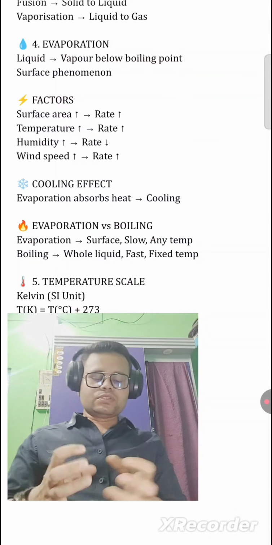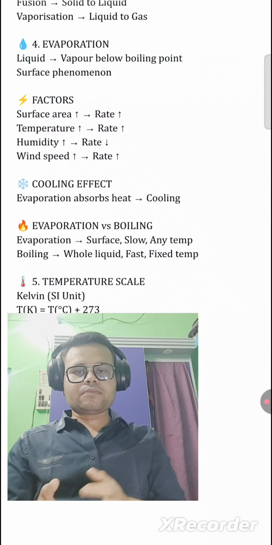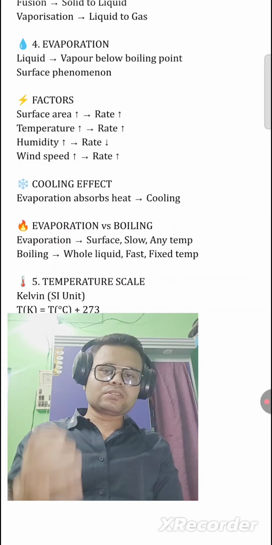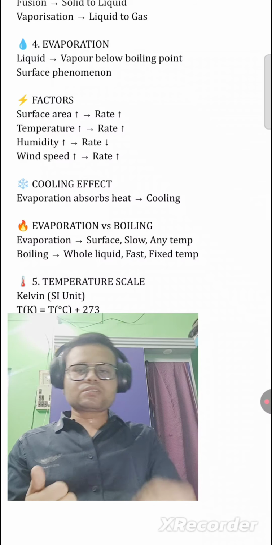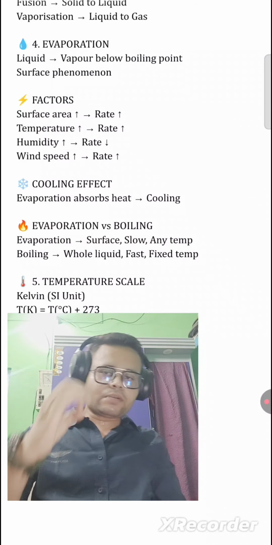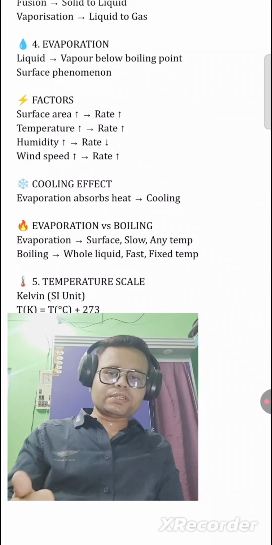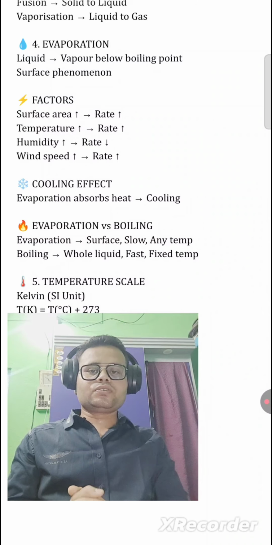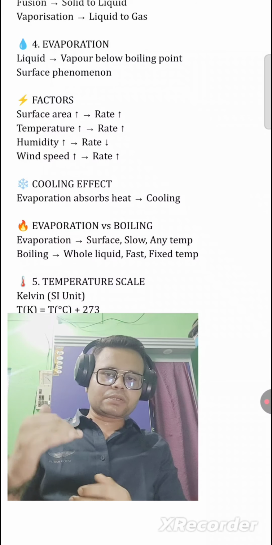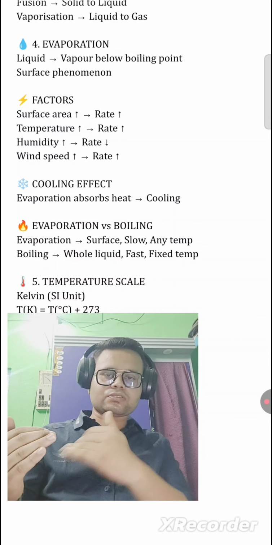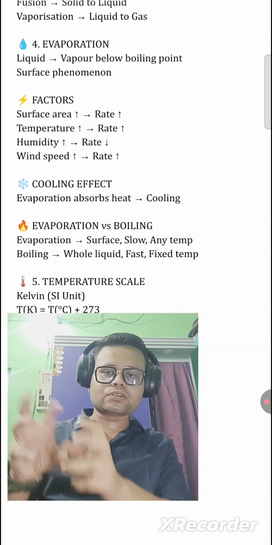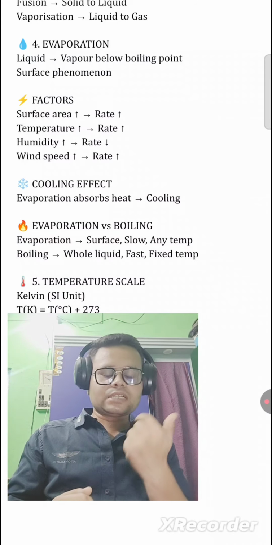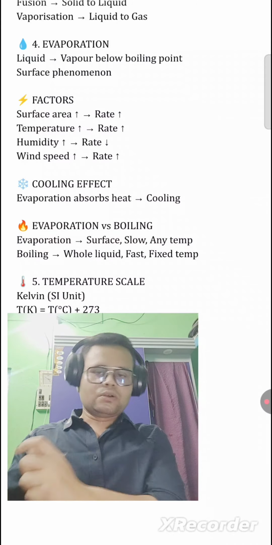After that, what is the difference between evaporation and boiling? Evaporation happens at the surface, is slow, and occurs at any temperature. Boiling happens throughout the whole liquid, is fast, and occurs at a fixed temperature.